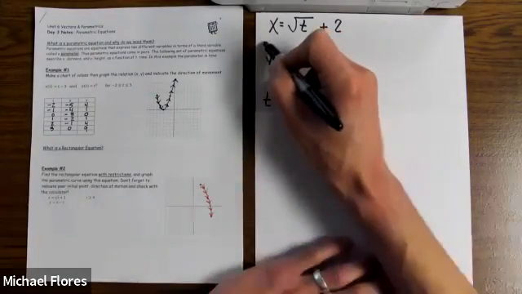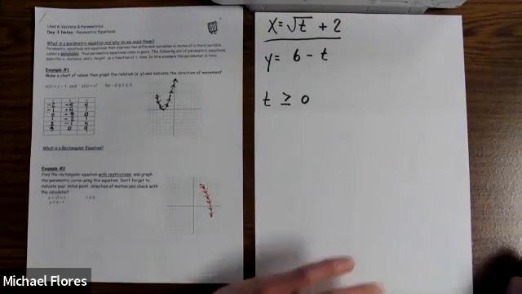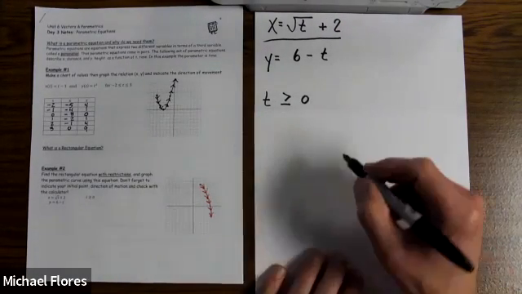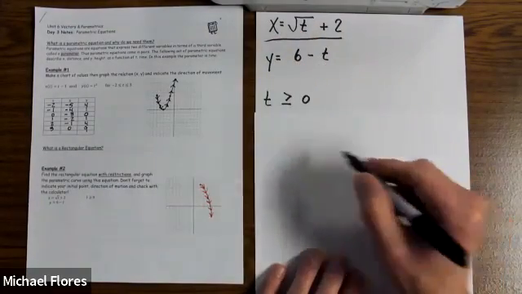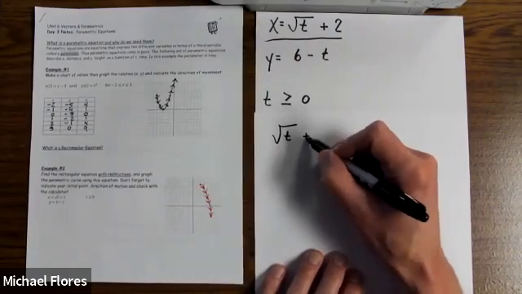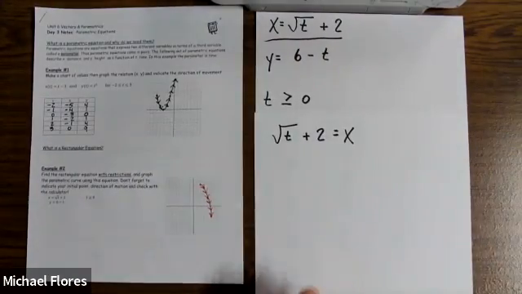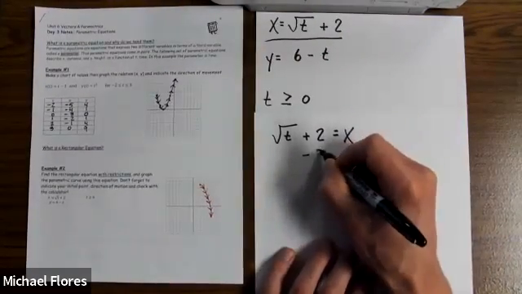But what we have to do is take a look at this equation first. We have to solve for t. We have to get t by itself. I'm going to rewrite this equation as the square root of t plus 2 equals x. It's the same thing. I just rearranged it because whenever I'm solving for a particular variable, I prefer for it to be on the left side of the equal sign. Now, in order to get t by itself, subtract 2.